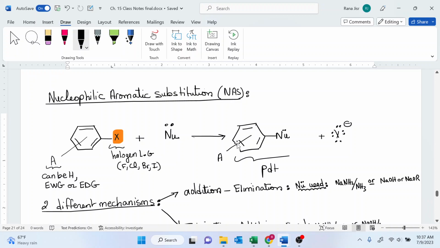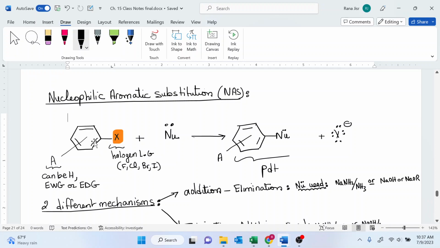The reaction is going to proceed by substitution, but the reaction is not going to happen unless you have a halogen on the benzene to substitute the nucleophile with. So your product in this case is going to have a nucleophile instead of the halogen.